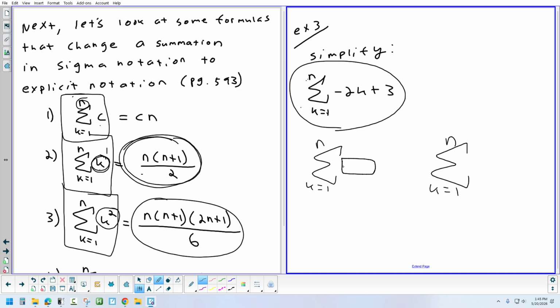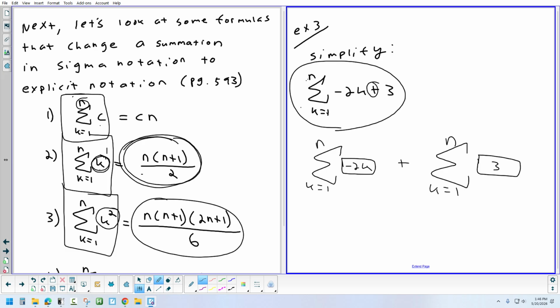And what's going to be the formula that goes in the first summation? Negative 2k. What's going to be the formula that goes in the second summation? Yep, 3. And what are we doing with the 2 summations? What symbol goes between them? Yep, addition, because this is addition right here.